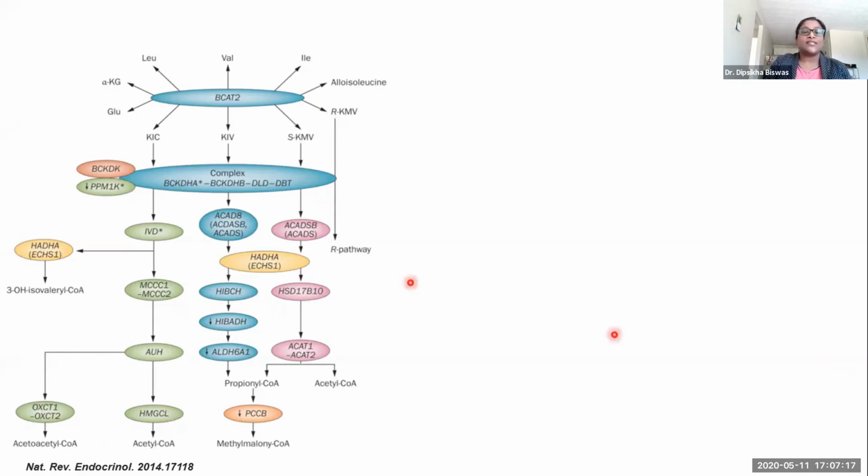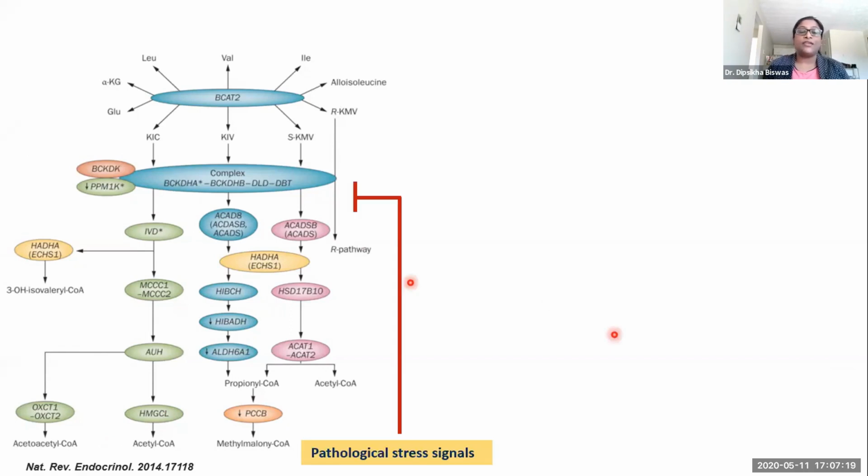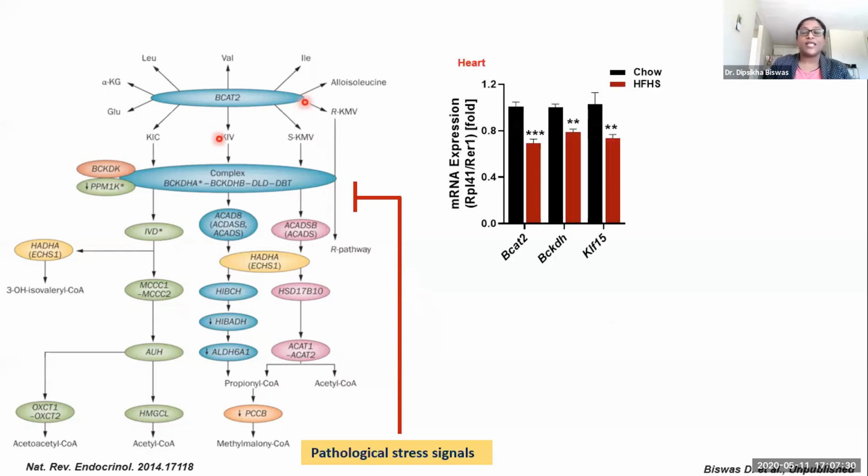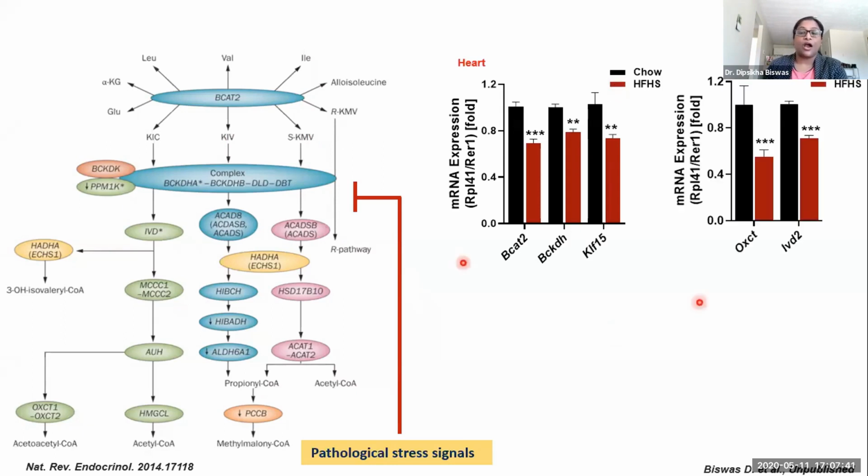Now, several studies have identified various pathological stress signals that can impair the BCAA catabolism, which might eventually lead to increased circulating BCAA levels. We found that in mice fed a high-fat, high-sucrose diet for 16 weeks, there was a significant reduction in both the proximal as well as distal BCAA catabolic genes within the heart.